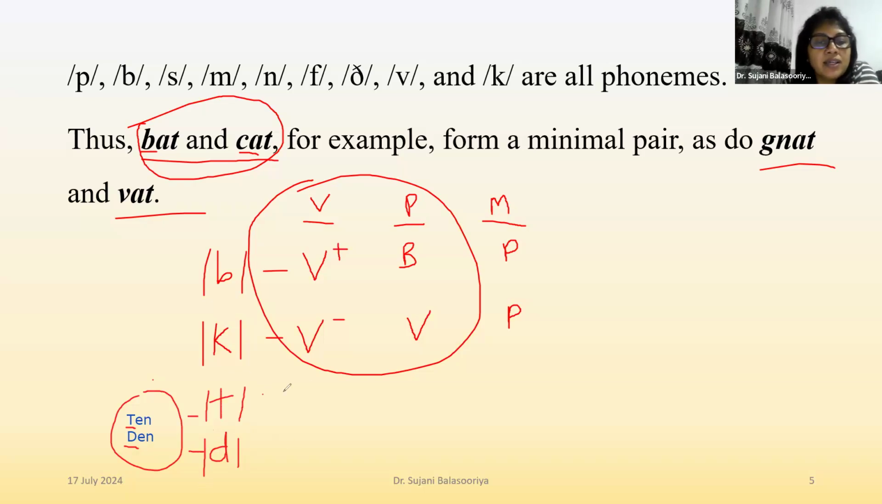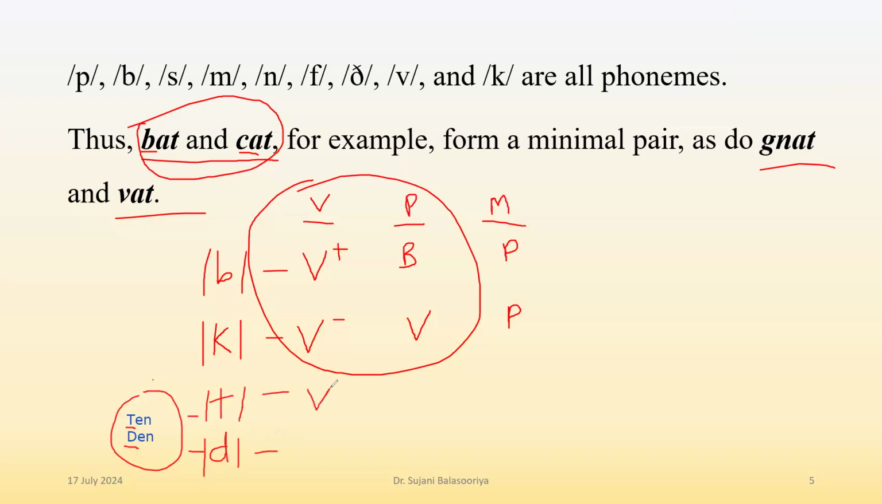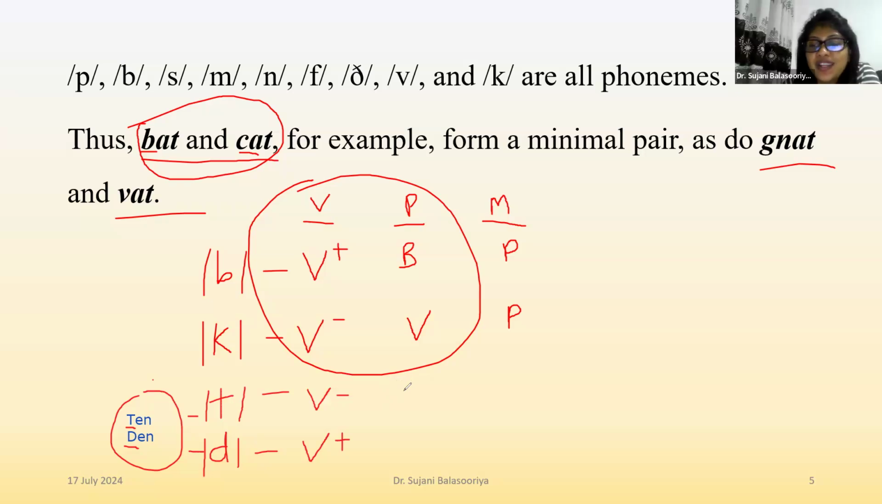Talking about the voicing, there is a voiceless and there is a voiced. Place: is there a dental sound? No, there is not a dental sound.